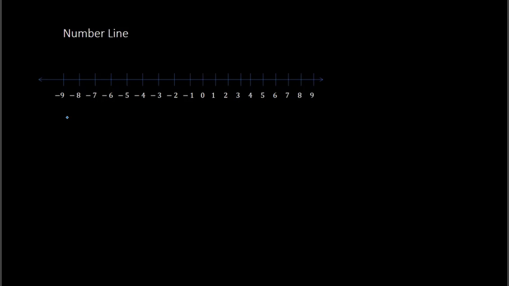Now with number lines, we can plot different points on here. So if you were told to graph a point at -2.5 and name it point A, you would find where -2.5 is. So that's between -2 and -3, about halfway in between. So our point would be about here, and we would name it point A by writing the letter A above it.